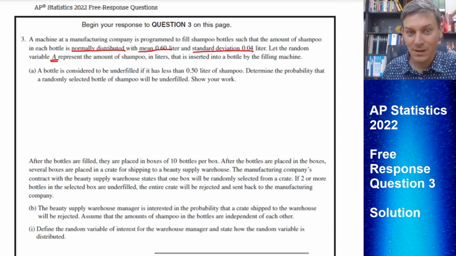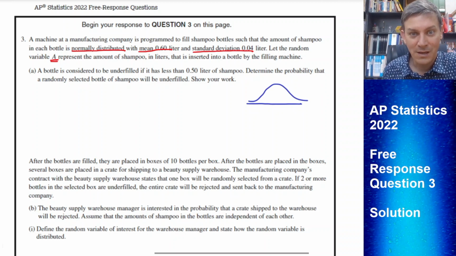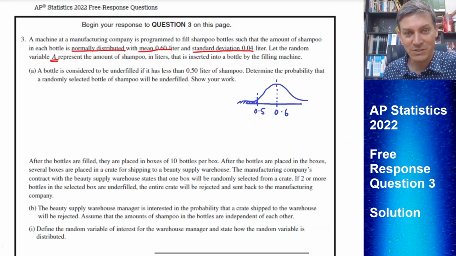Okay. So before I solve it, what we're thinking here. The normal distribution looks like this. Okay, and we know that the distribution is symmetric, so the mean is in the center, 0.6. And the standard deviation is 0.04, so 0.5 is a little more than 2 standard deviations away from the mean, which means it's going to be somewhere down here with a fairly low probability. Okay, and we want the probability that it's underfilled, in other words, that the volume of shampoo is less than this amount here. So we want this shaded area of the normal distribution.